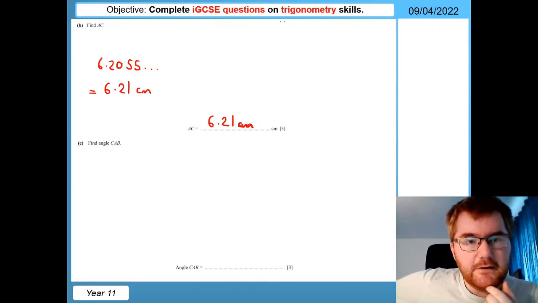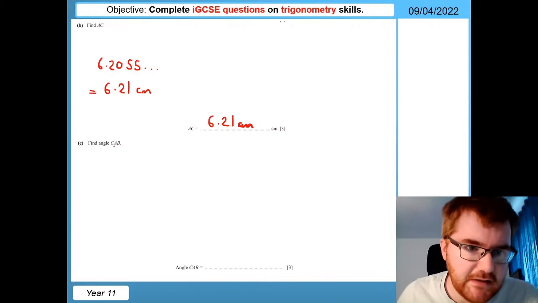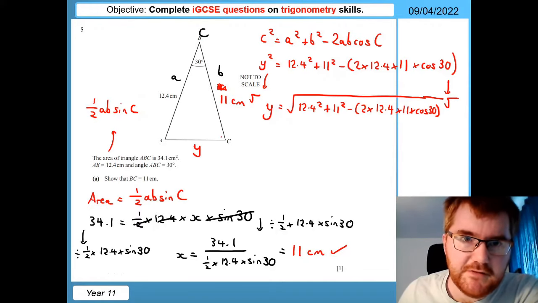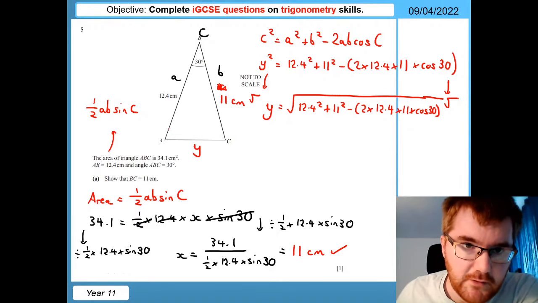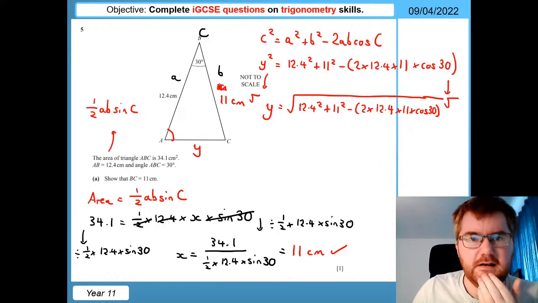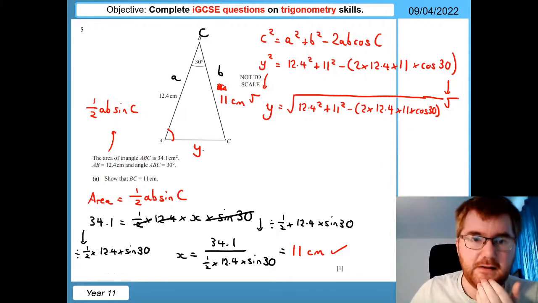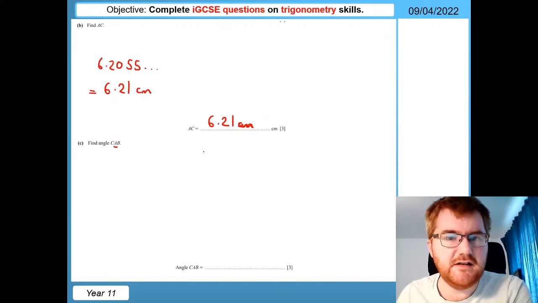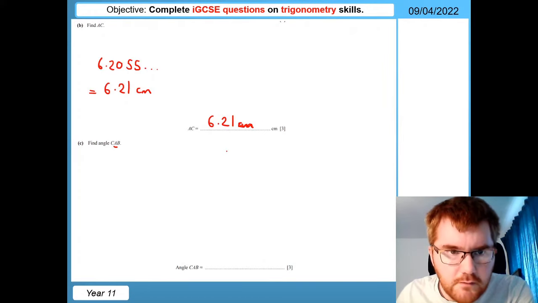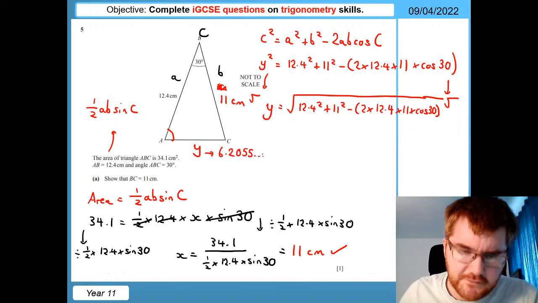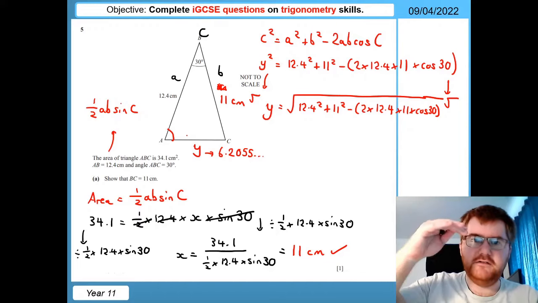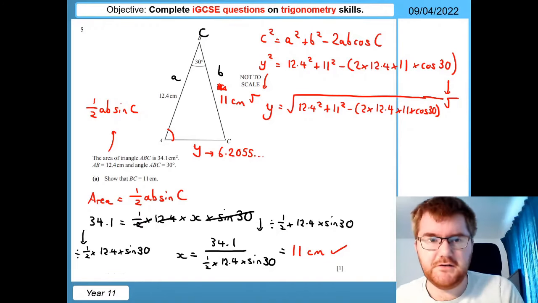And now we're looking for angle CAB. Remember that middle letter tells us where the angle is. So we're looking for CAB using the letters that are given in the question. So we're looking for this angle here. As soon as I look at this, I go, well, I've got a side and an angle, and now I know this side because we just worked this out. This was 6.2055 dot dot dot. So this calls for using the sine rule.